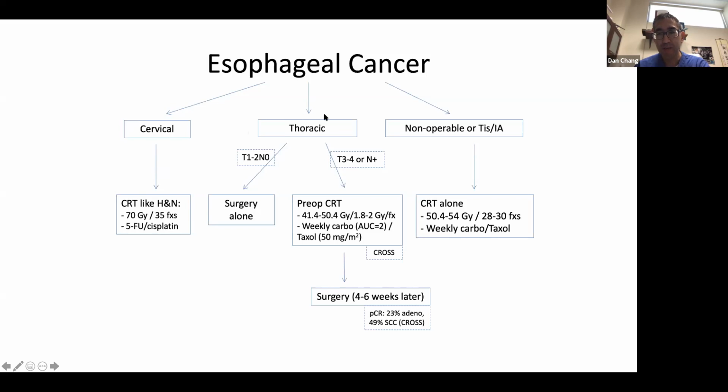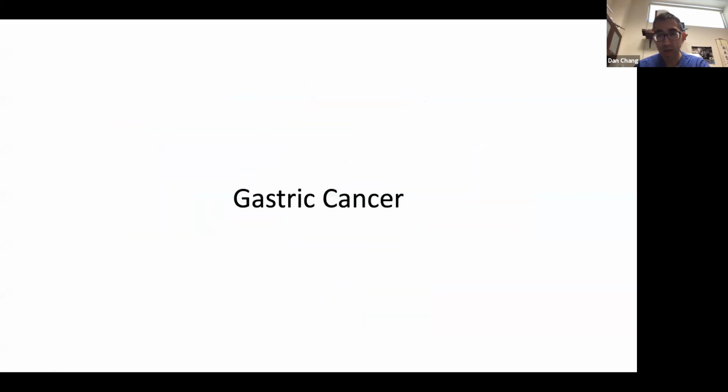If you have a thoracic esophageal cancer, if you're very early stage, usually an esophagectomy alone would be enough. But if you have anything that's considered locally advanced, so locally advanced is considered T3 to T4, or having any node positive disease, the standard of care right now, based on a very important landmark trial, is preoperative chemoradiation for about 4.5 to 5 weeks with chemotherapy, which is carboplatin Taxol, followed then by surgery, okay? And then if you're not operable, then chemoradiation would be considered the standard of care.